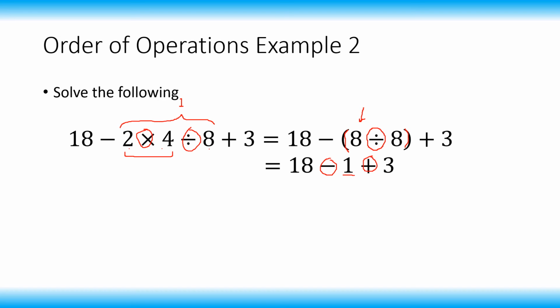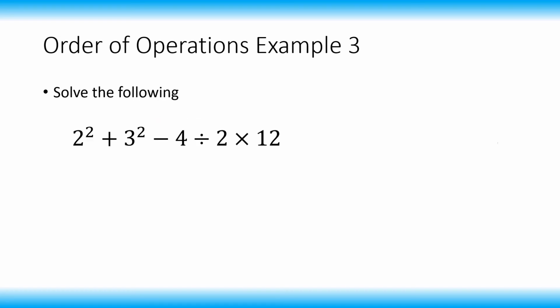I'm going to do it all in one step. 18 minus 1 is 17. 17 plus 3 is 20. So as you can see, maybe those of you who've been paying extra special attention have noticed that the answer to both of the first examples was 20. That was a coincidence. I'm going to try and make sure that doesn't happen this time.